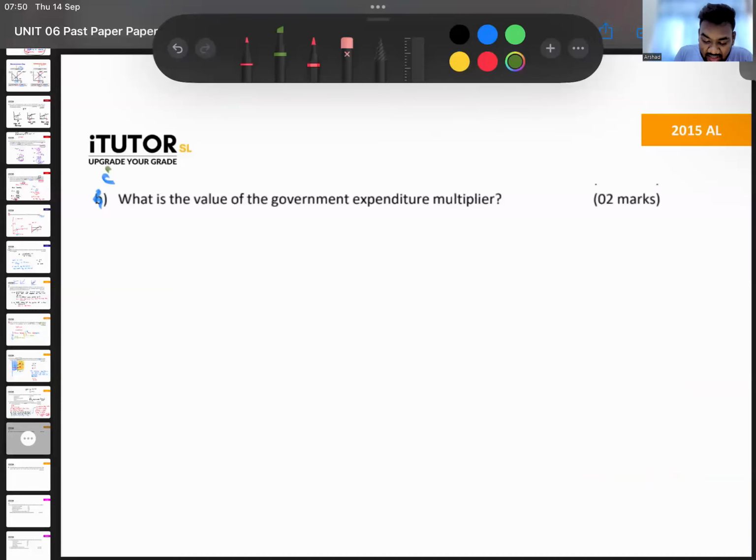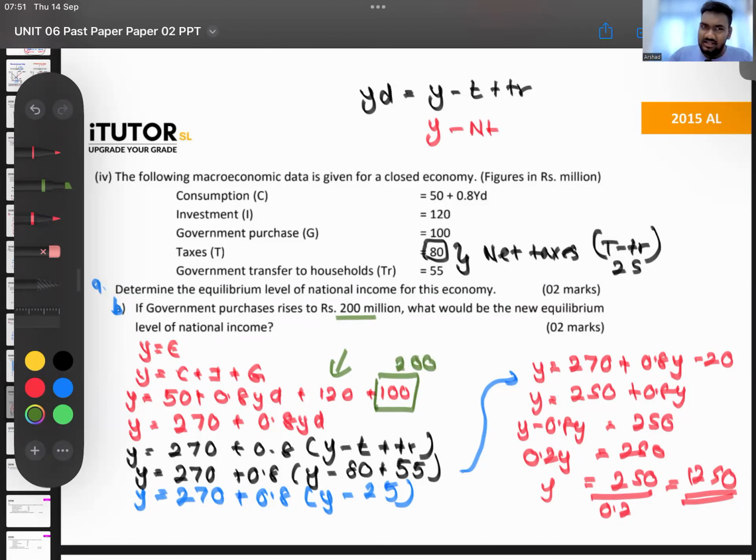So they're asking if government purchases rises to 200. So do the same calculation. Instead of government purchases of 100, you put government purchases of 200, and you do the calculation. I'm not going to do the calculation again for y'all. Those who did, do you get the final answer as 2,250? No, not 2,250, it's 1,750. So you have to get 1,750.